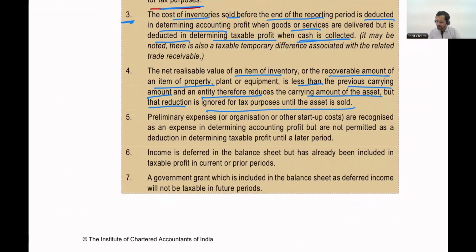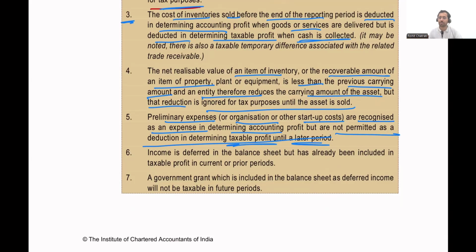Let's move to point number 5. Preliminary expenses or organization or other startup costs are recognized as an expense in determining accounting profit but are not permitted as a deduction until a later period for taxation purposes. For determining the taxable profit, it's allowed as a deduction only in later years, is what they're saying.